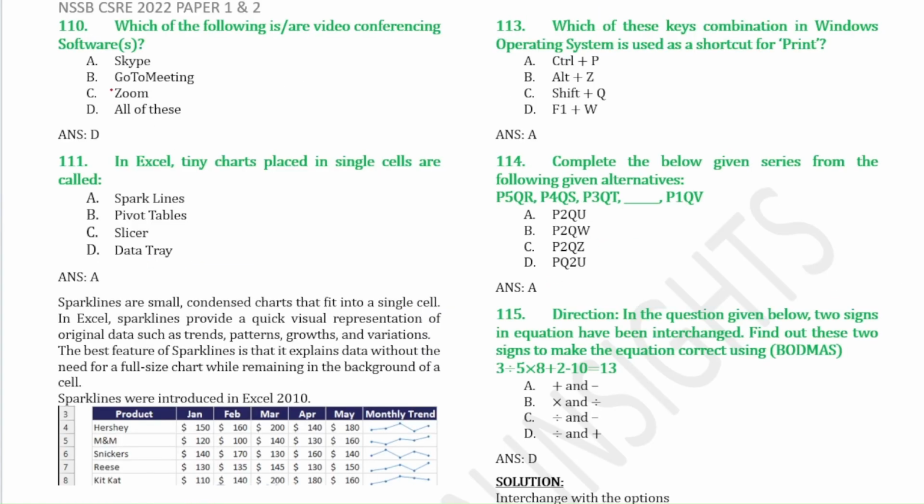Next question. Which of the following is or are video conferencing software? So all of the above are video conferencing softwares. In Excel, tiny charts placed in single cells are called as, so they are called as spark lines. So this is spark lines, okay? And it was introduced in Excel in the year 2010.